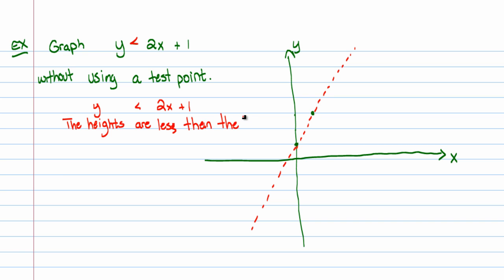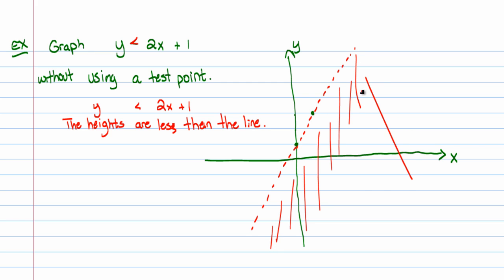I'm having a hard time writing. So the heights are less than the line. I want all my y values, or all my heights, to be below this line. Well, if you think about that, that's all this stuff down here. Everything down here is below, underneath this line. So this is my region that I would shade. If you pick a test point, you'll find out that this is actually true.